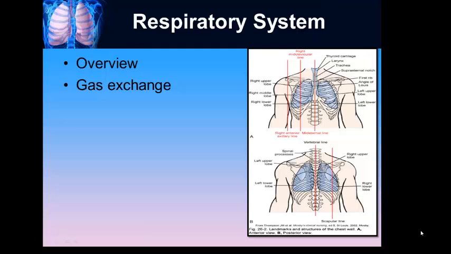The goals of this video are to perform an overview of the respiratory system and to focus on the main function of the life-sustaining process of gas exchange. You should be familiar with the different anatomical landmarks as shown on this slide, such as the right midclavicular line or the right anterior axillary line, the midsternal line, and the different lobes of the lungs.